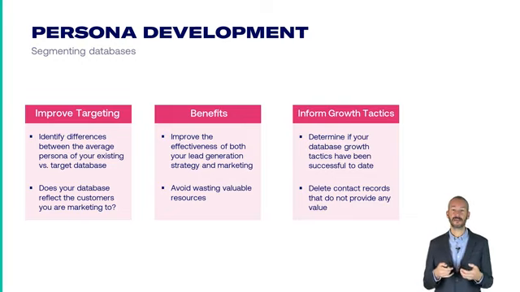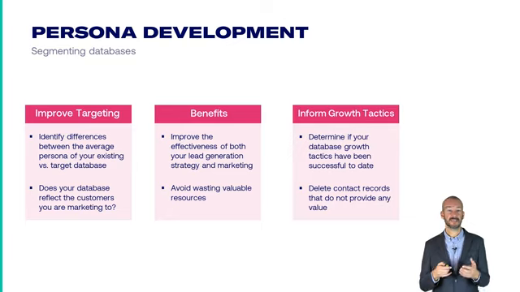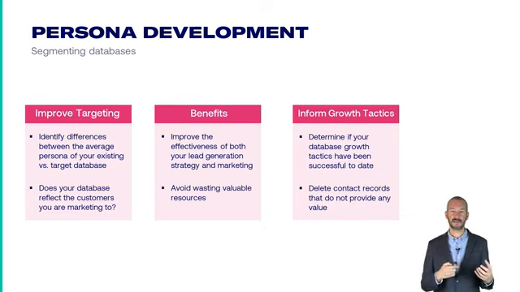Lastly, on informed growth tactics, determine if your database growth has been successful to date. Look at it as a timeline. And then again, delete those records that don't provide value. And so the best thing to remember about email marketing, and I know I say a lot of bests and favorites and number ones, but everything is connected: your data, your lists, your audience, your content. It's all part of this holistic email marketing mix, and that is really important to remember.